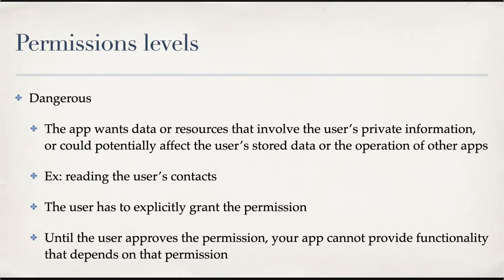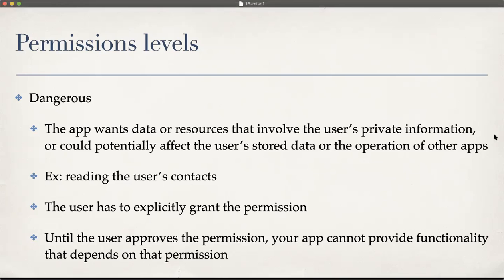Okay? And for such permissions, the user has to explicitly grant the permission. The user is prompted that now this feature of the app is going to use this particular permission. Do you understand why it's needed, and do you grant the permission? So until the user approves this permission, the app cannot function in that particular aspect. So it cannot provide the functionality that depends on the permission. So if your user does not allow you to access contacts, well, then you cannot send messages to those contacts, or show a list of those contacts in your app, for example.